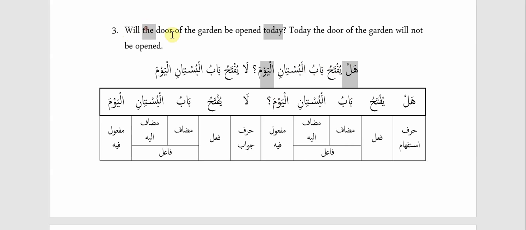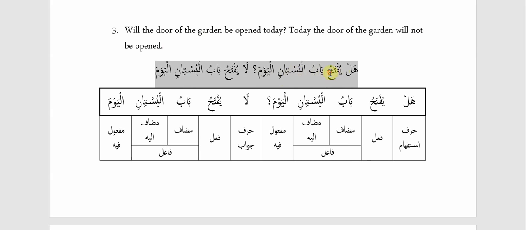This stuff won't go away. Okay. And the answer, today the door of the garden will not be opened. So once again, we technically already have this sentence. The door of the garden. Today the door of the garden will not be opened. So if you look back here, you actually already have yuftahu babul bustan al-yawm. The door of the garden opened today.